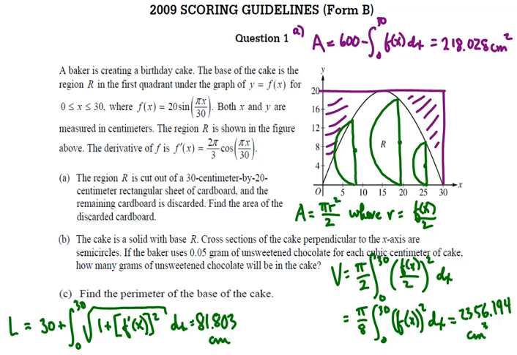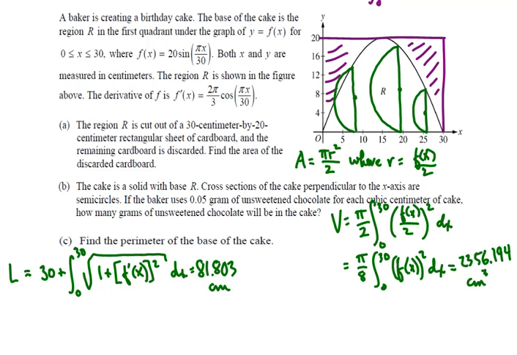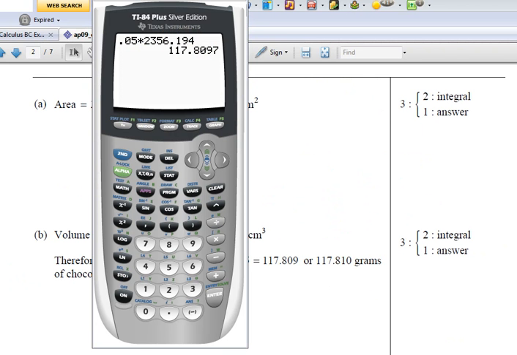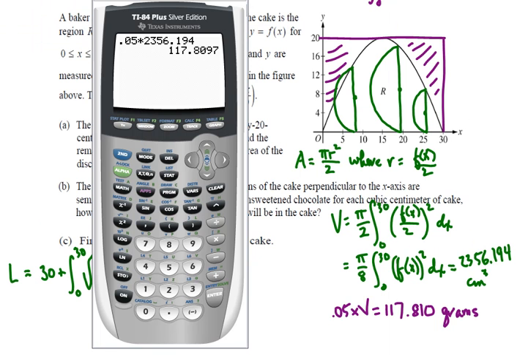We found the volume of the cake, and the question there is that the baker uses 0.05 grams per cubic centimeter of cake, 0.05 grams of unsweetened chocolate. So if I scroll down a bit here, I still needed to multiply that 2356.194 by 0.05. We would have gotten 117.809 or 117.810. And of course our unit there would be grams, 117.810 grams of chocolate for that.